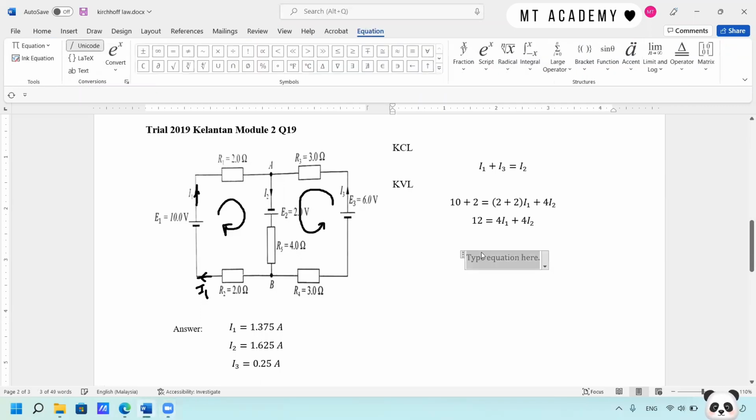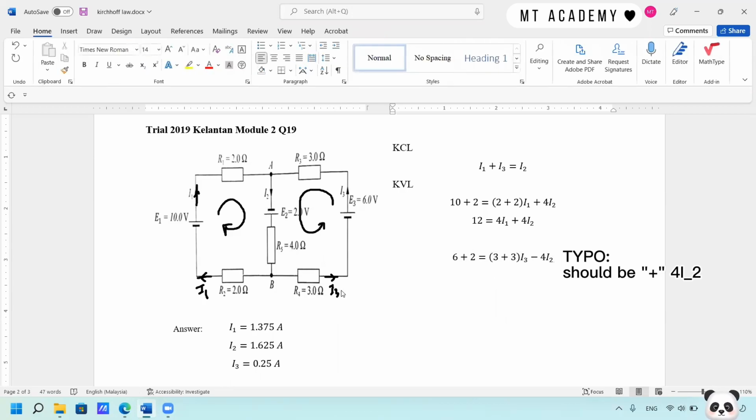So here we have 6 plus 2 volt, since the current is flowing from the positive terminal of the battery. And then here as well, we can see there's I3. So I3 is following the direction of the loop. So we have 3 plus 3 I3 plus 4 I2. So that is the third equation.